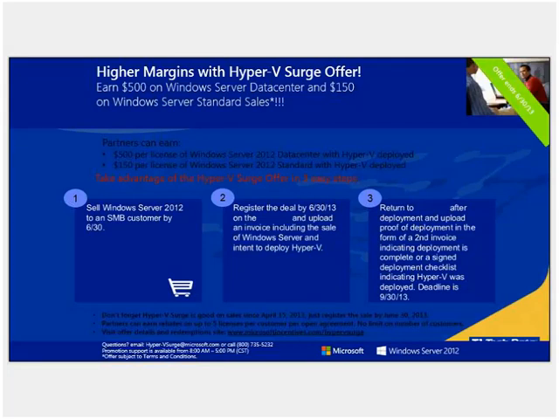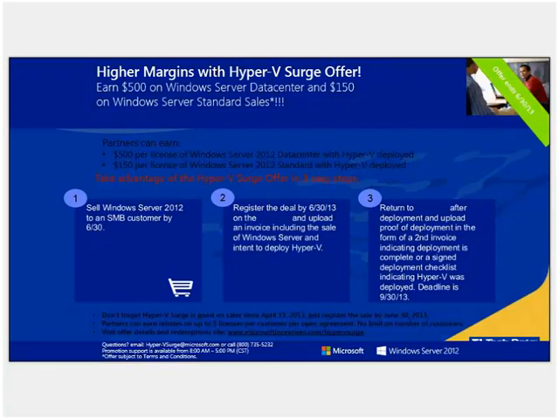For every deployment of Windows Server 2012 Standard that you deploy Hyper-V on, you receive $150. So imagine a customer, for example, that had 5 copies of Windows Server 2012 Data Center. You already sold it to them. You've already made money off selling that version of Windows Server 2012. But now if you deploy the Hyper-V role on those boxes, you receive an additional $500 per box. So it's a great opportunity.